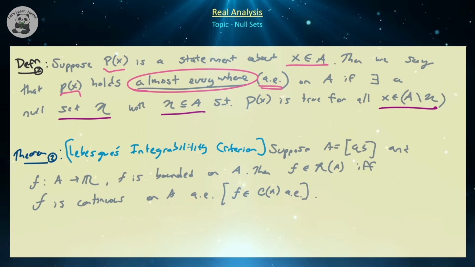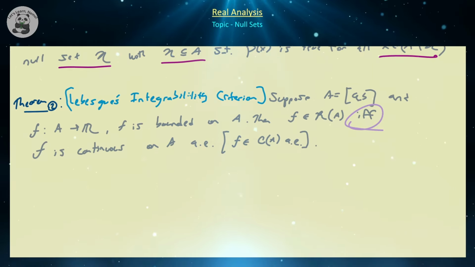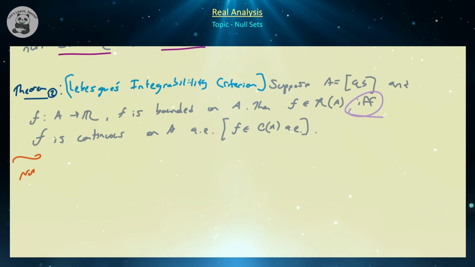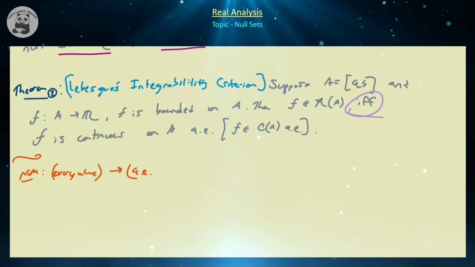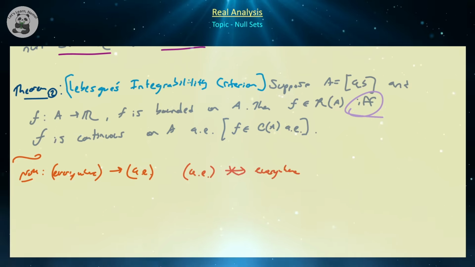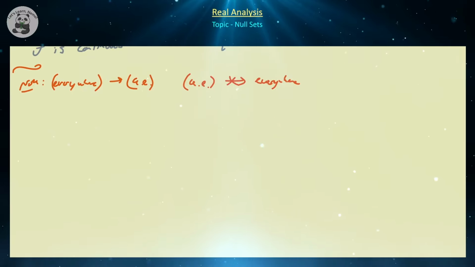So as long as the set of discontinuities forms a null set, including an empty set, then this theorem says that the function must be Riemann integrable. Keep in mind, this goes both ways. A couple notes in terms of terminology: if it's true everywhere, then it's true almost everywhere. But if it's true almost everywhere, that does not necessarily imply that it's true everywhere. This is just a semantic language thing.